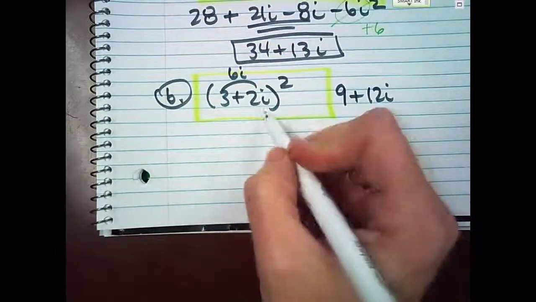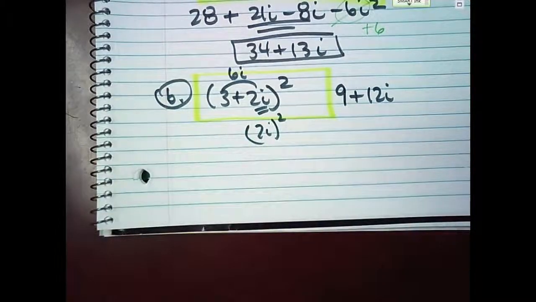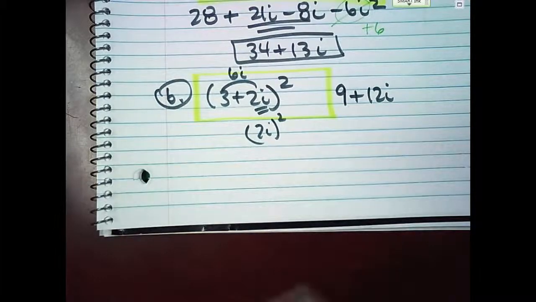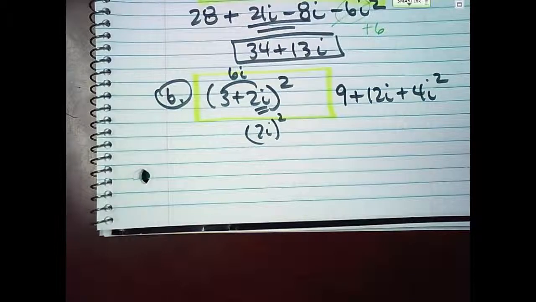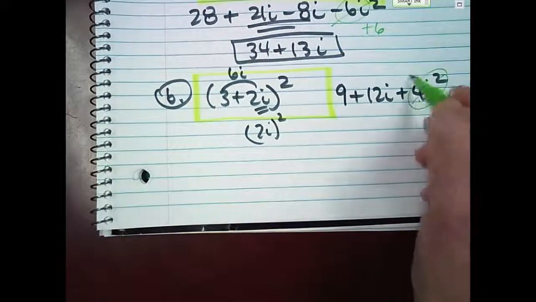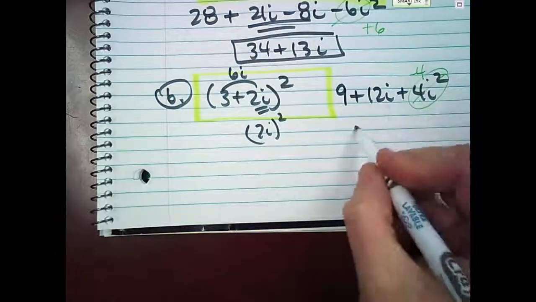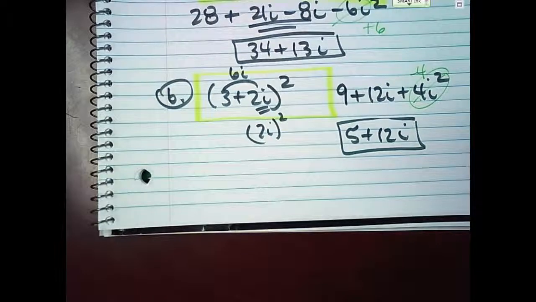Then I'm going to square 2i. Think about it. What is 2i squared? It's 4i squared. We take care of the squared first, so this is actually 4 times negative 1, so it's negative 4. So get rid of your i squared. Now combine your reals. 9 and negative 4 make 5, and then add in your imaginary. It's a very complex number.